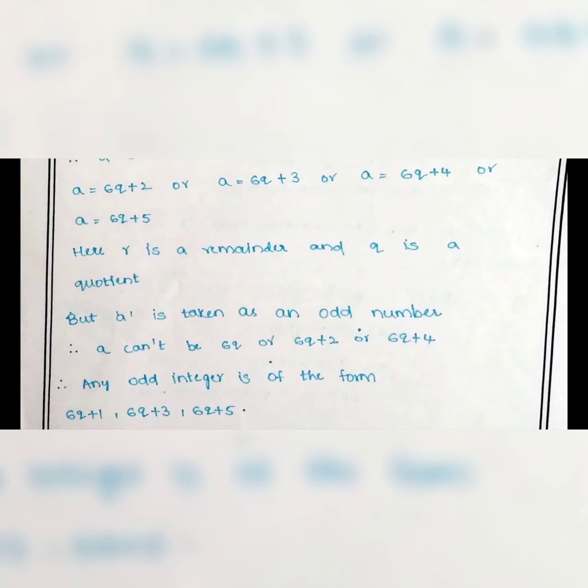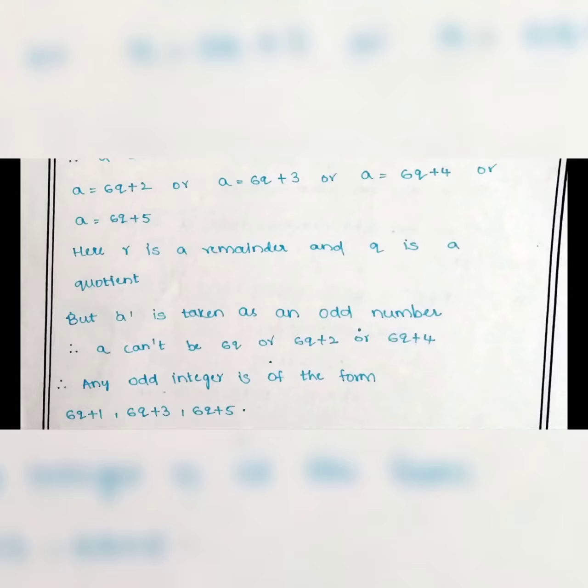But a is taken as an odd number, therefore a can't be 6q or 6q plus 2 or 6q plus 4, because they told us it is an odd integer. If it is an odd number, we cannot say 6q is odd. For example, if q equals 1, 6 into 1 is 6, an even number. 6 into 2 is 12, that is even. 6 threes are 18, that is also even. 6 fours are 24, that is also even.